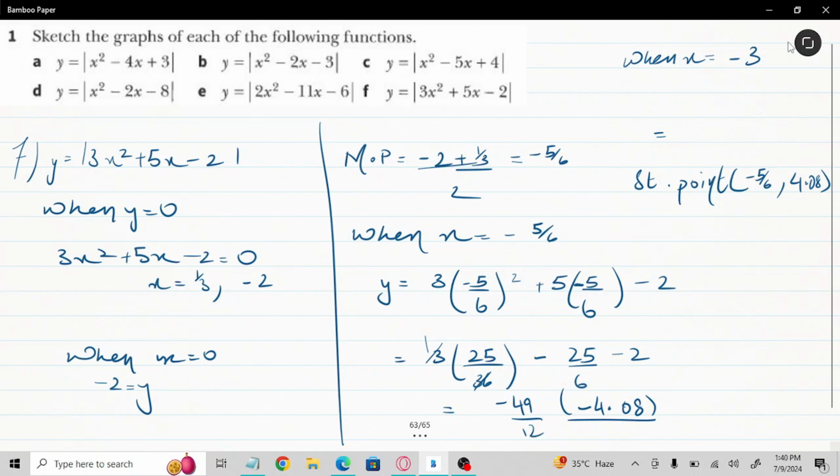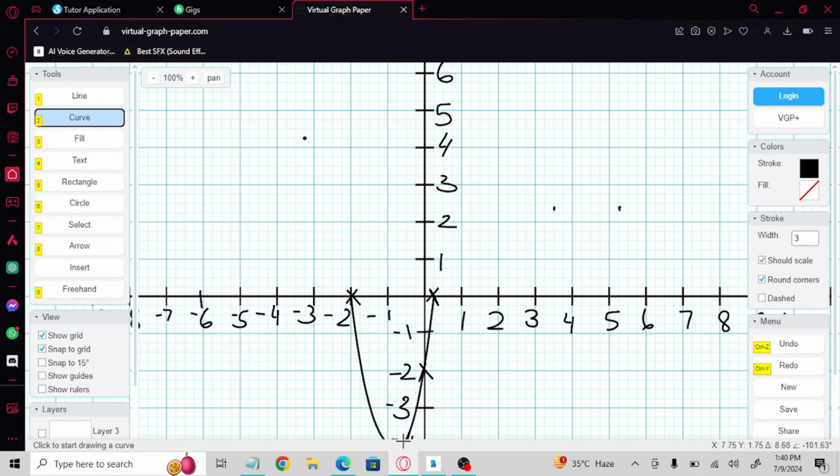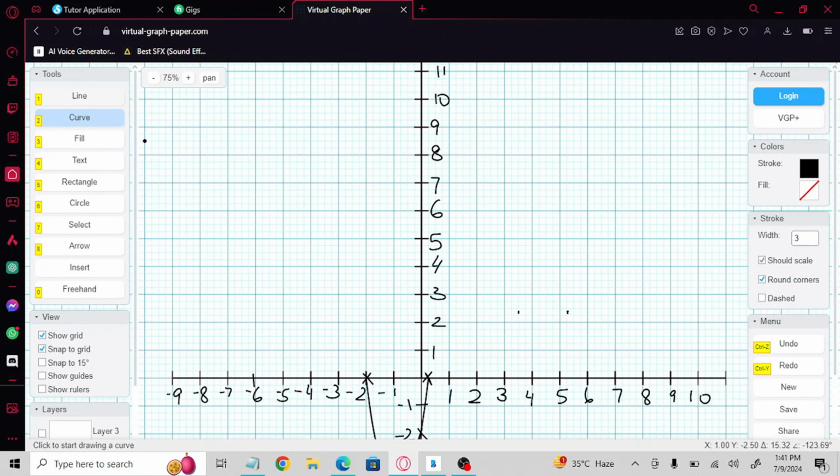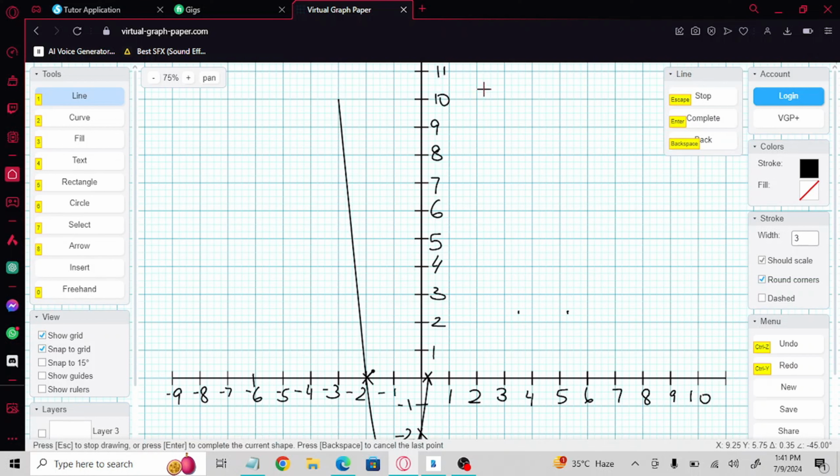-3 squared is 9. 9 multiplied by 3 is going to be 27. 27 plus 5 times -3 is -15. 27 minus 15 minus 2 is going to be 10. So when x equals -3, y is equal to 10. So I'm going to take this value, -3, and go all the way up here, to -3 and 10. I think it's enough if I just connect this up with a line. And that's it.